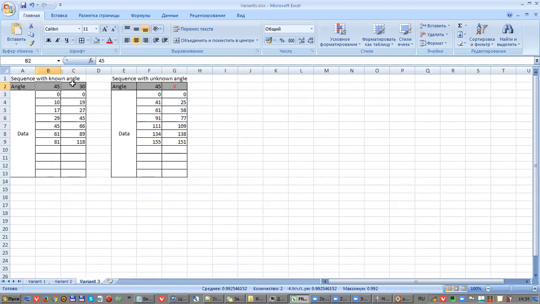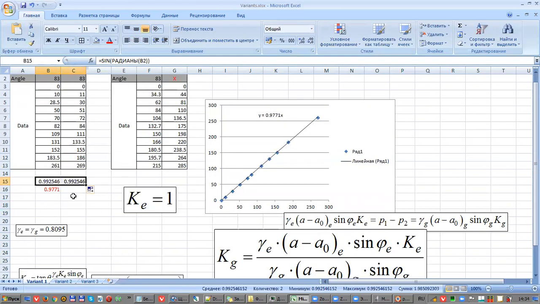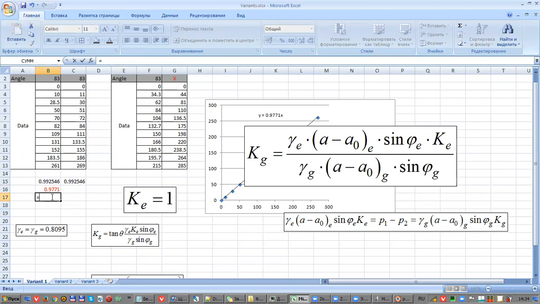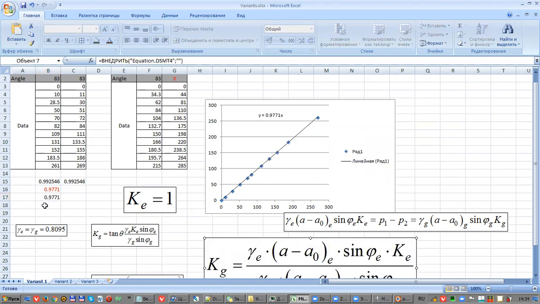But in variant 3, a different angle. And for variant 3, it's very important to get real values. So I know all components of this formula, and I can calculate k. So k equals tangent multiplied by left and divided by right. So my coefficient equals the tangent because the sines are equal, and the coefficient of my manometers is 97%.